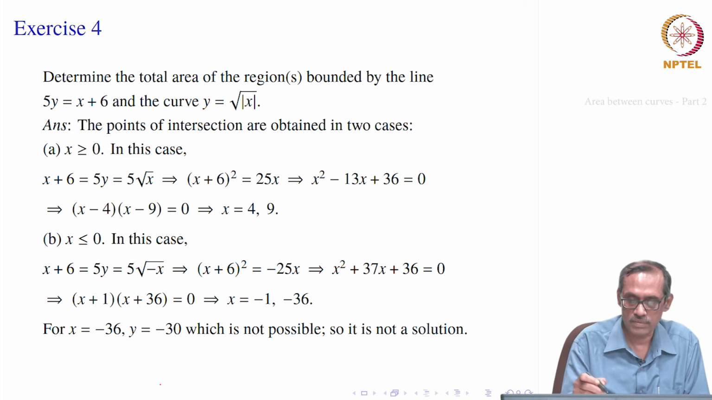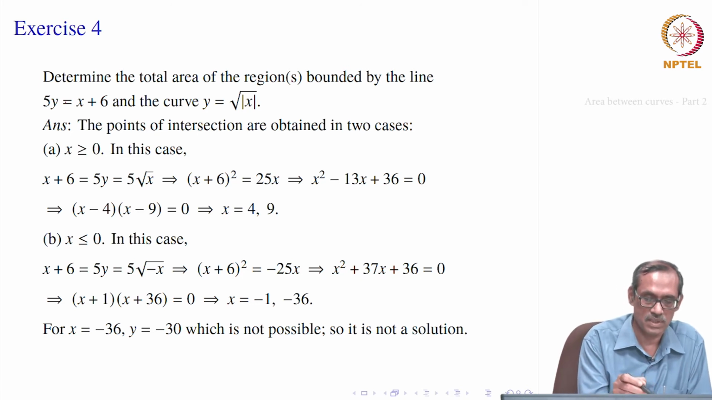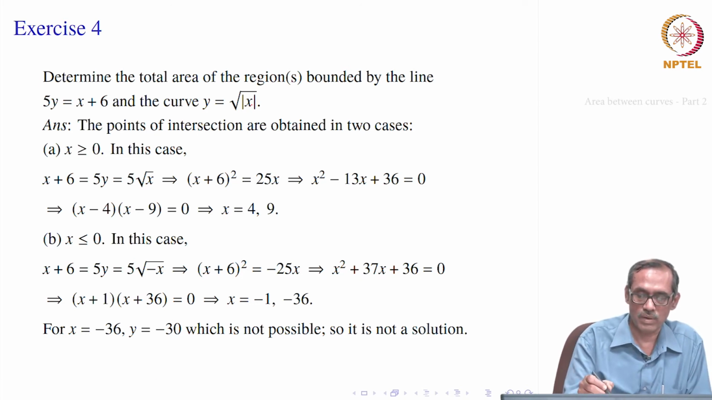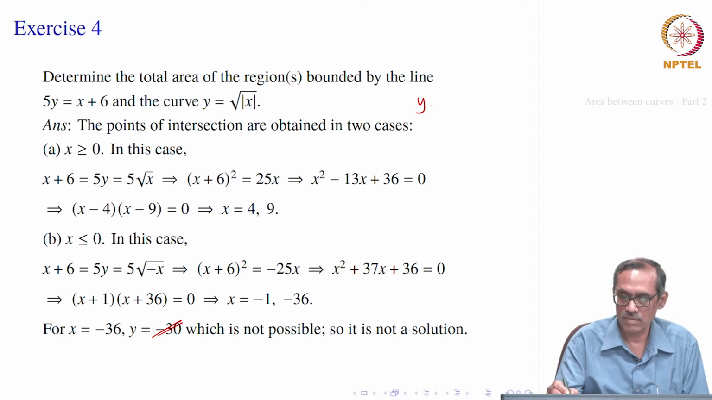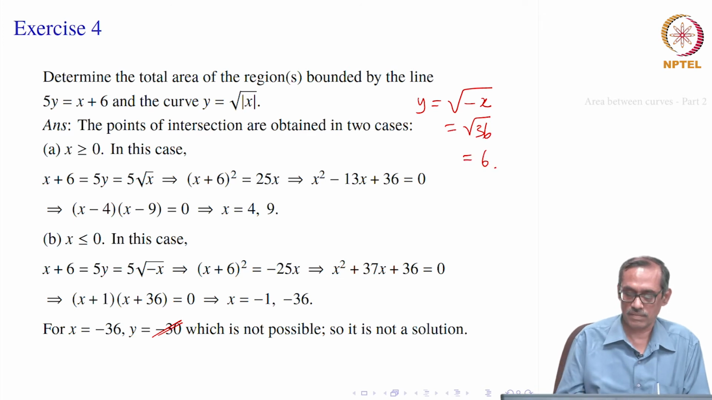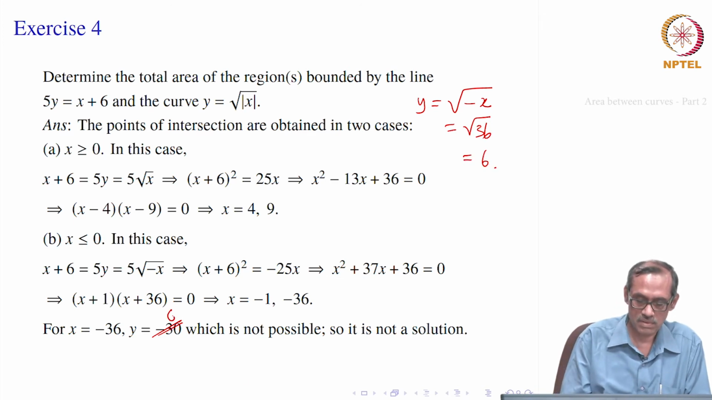So, square root of mod x, or you can say from this also. So, that will be square root of 6 really, y should be equal to 6, fine. See, y equal to square root of minus x, mod x becomes minus x now. So, it is equal to square root of 36, which is 6. Okay. So, it gives 6 here.